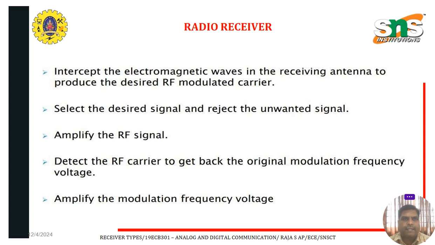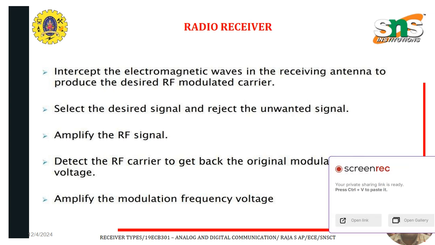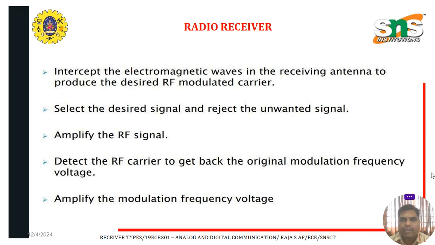A radio receiver intercepts the electromagnetic waves in the receiving antenna to produce the desired RF modulated carrier. It selects the desired signal and rejects the unwanted signal. These are some benefits of a radio receiver. Apart from this, it will amplify the RF signal. It detects the RF carrier to get back the original modulation frequency voltage, and amplifies the modulation frequency voltage.